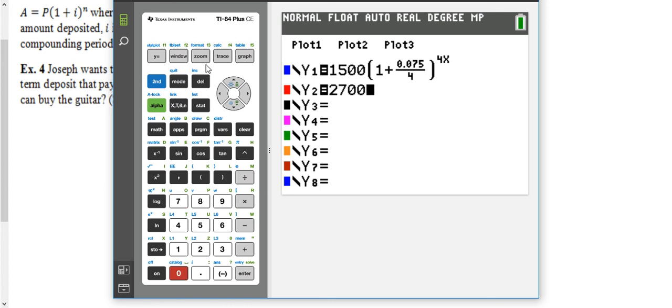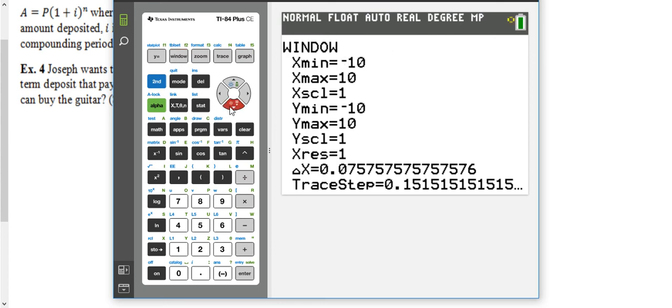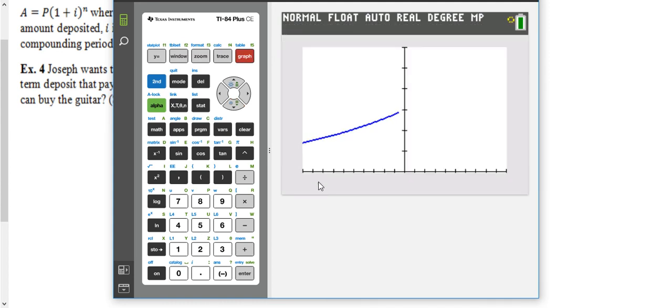Y2 is 2700 here. So what I want to do is change, because if my y value is 2700, I definitely want to play around with my window setting. I want to bump it up to something at least higher than 2700. So I'm going to go up to 3000. That should cover it. And let's go up by something like 500. If you hit graph right away, here's what we get. There's our equation, and there's a line that goes through it.